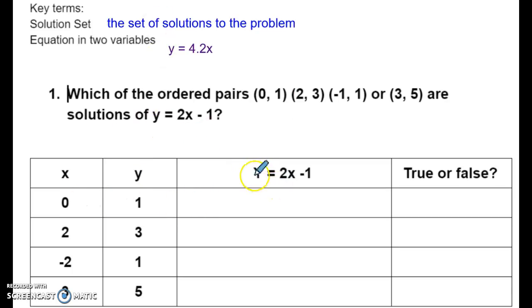So the equation is y equals 2x minus 1. And so I'm going to use each of these ordered pairs and substitute in. So I want to know if I put in 1 for y and I put in 0 for x and I follow the order of operations, is that going to make those equal? Well, 2 times 0 is 0. 0 minus 1 is negative 1. Is 1 equal to negative 1? No, that's false. You can put F or you can just put an X to let us know that. Try the other ones and see if it's true or not.